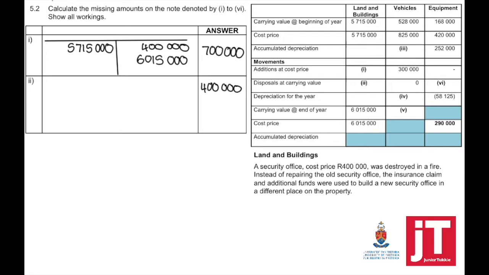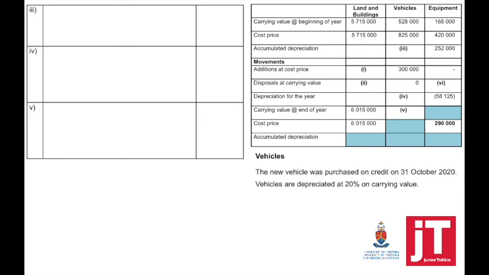Take note, you do not need to start with question number 1. In this case, you actually needed to solve question number 2 first before you can solve the additions. If we look at vehicles, number 3, we need to calculate the accumulated depreciation. This is an easy mark to get. We simply take the cost minus the carrying value. Remember to show your calculations. That equals the accumulated depreciation.